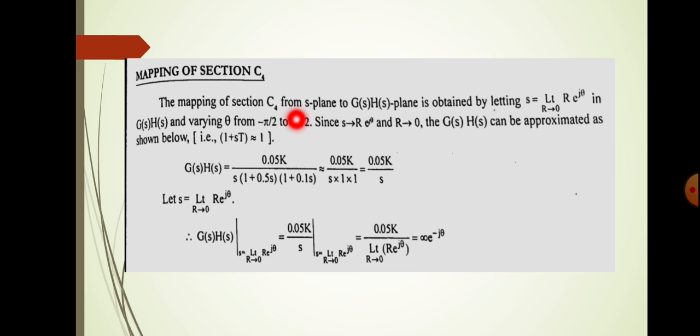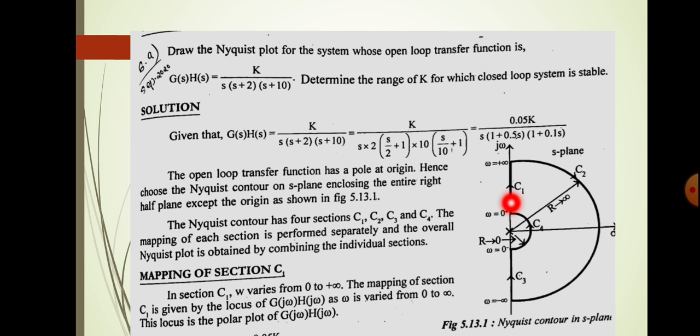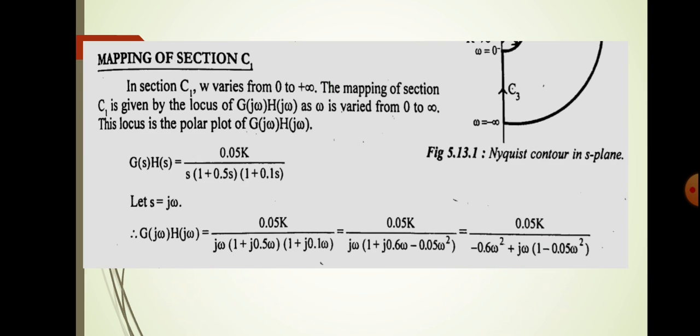we know that C4 is a small circle with radius r tends to 0. So in that case, the argument varies, from what is the direction of flowing of Nyquist contour, that is from lower part to upper part, that is from minus pi by 2 to plus pi by 2 is the argument, and radius is equal to 0. In that case, we are making substitution. S is equal to limit r tends to 0 r e raised to j theta.